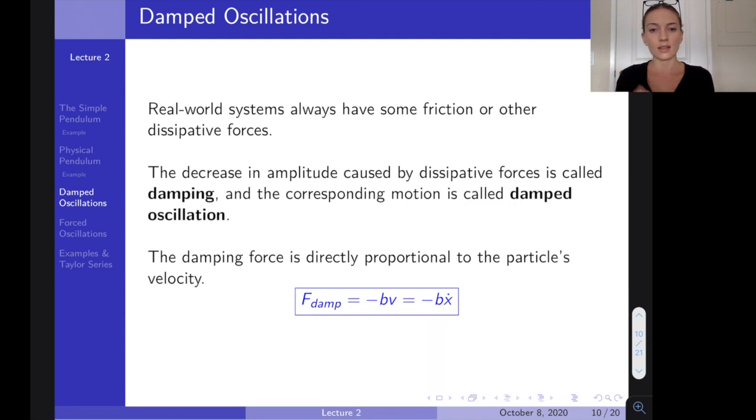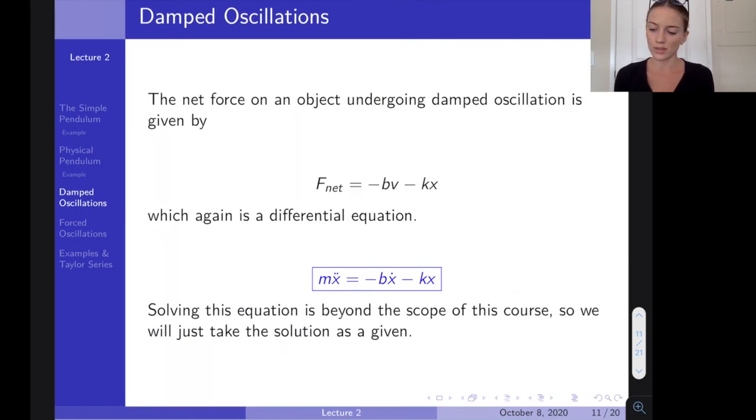These dissipative forces are called damping forces, and a damping force is directly proportional to the velocity of the object. So our damping force will just look like this. It will be negative, just like friction is always opposing the direction of motion. So it's negative the velocity, times some constant. Now we can rewrite our simple harmonic equation and include this force in the net force. So now we have our damping force here and the spring force. This makes our differential equation look like this. Now we have this extra term here.